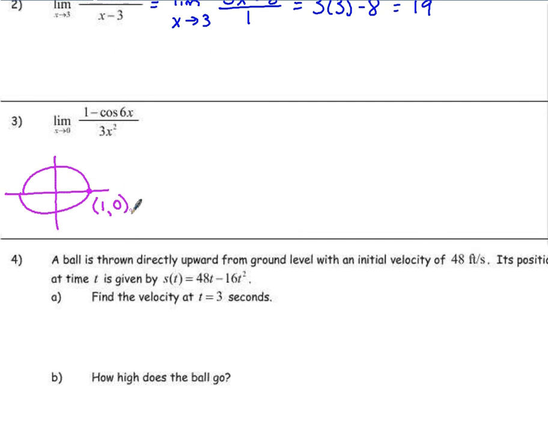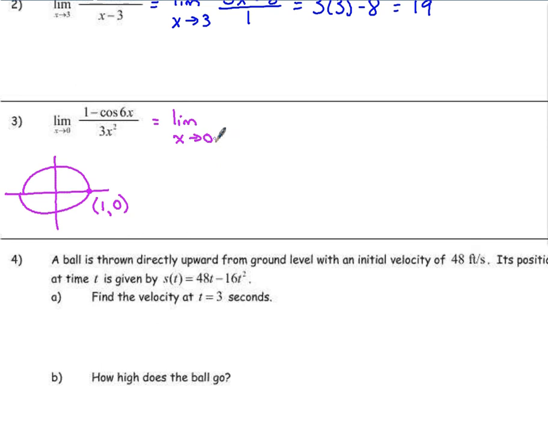So if we're inserting 0 in for x, we have 6 times 0 here, which is 0. The cosine of 0 would go with the x value at this point, so that'd be 1. 1 minus 1 gets 0 on top. Obviously, plug 0 in the bottom, we're going to have 0 down there, so we have another indeterminate value. Because of that, we can apply L'Hopital's rule. We continue to apply the limit as x approaches 0.